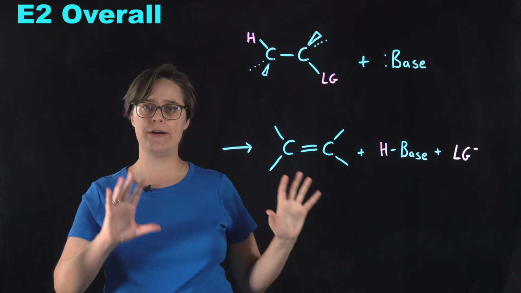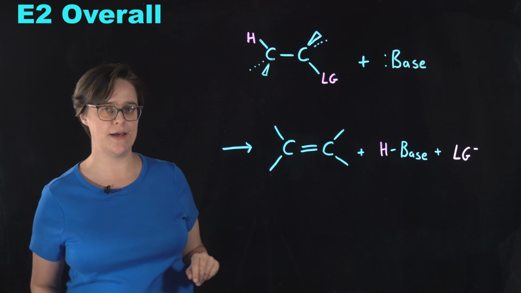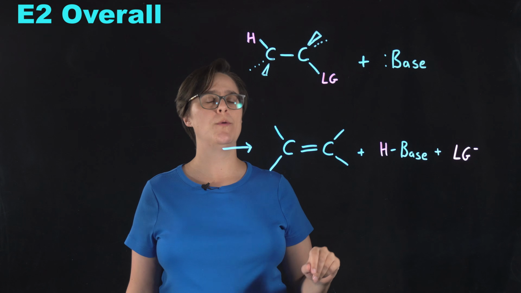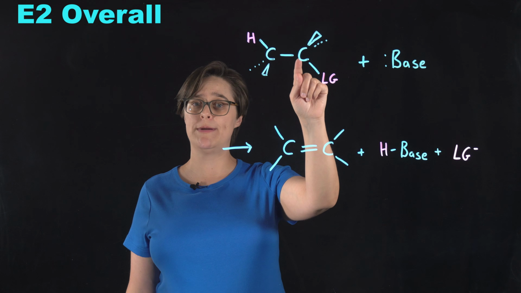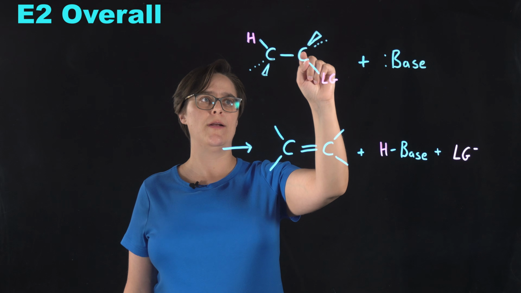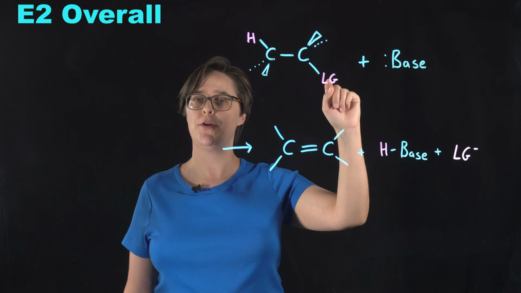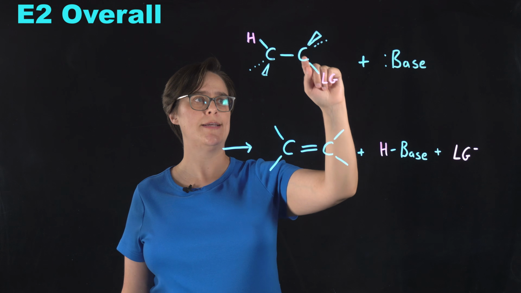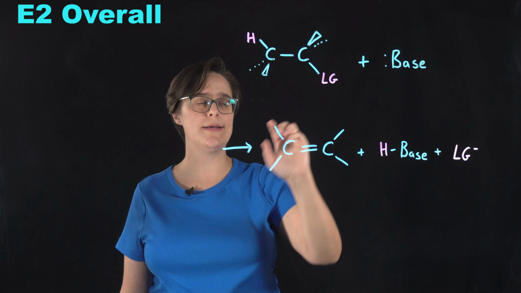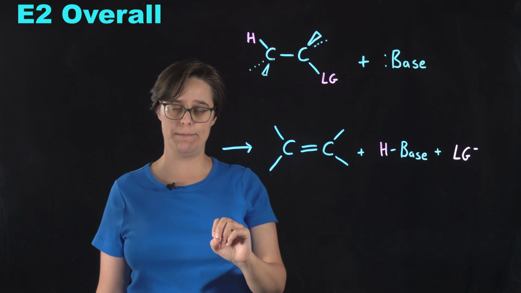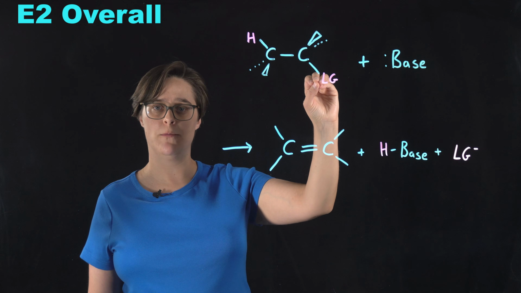This is a generic overall reaction, not yet the mechanism. But what we are going to see is a carbon-carbon single bond. And a carbon of interest, our alpha carbon, is going to be directly bonded to a leaving group. This carbon leaving group bond is going to be a polar covalent bond, with the leaving group being more electronegative.